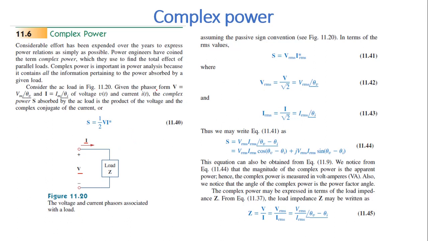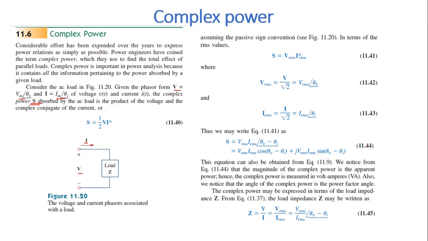Now, given the phasor form, V, you can see that V is written in capital, like a vector V. So in phasor form, V can be written as Vm angle theta V. Similarly, I in phasor form can be written as Im angle theta I, of voltage v of t and current i of t. Complex power is denoted by the term, you can see that it is again represented in phasor form, capital S, right? It is like a vector S.